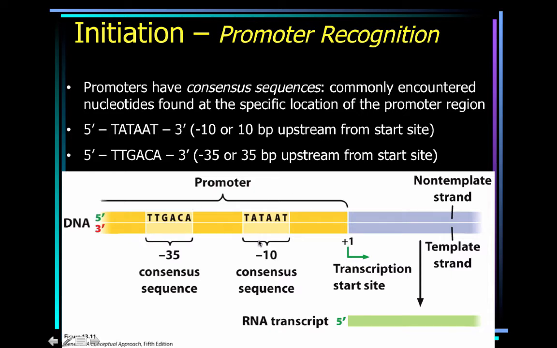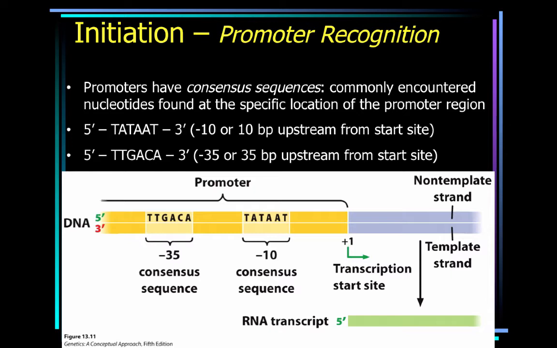The promoter region is going to have two major landmarks associated with it in bacterial species. So this is going to be at -10, so 10 base pairs before the start site, and then another one at -35 or 35 base pairs before the start site. And then after the start site is going to be our coding region. So promoters have these consensus sequences, and these are going to commonly be encountered as nucleotides that are going to be at a very specific location upstream of the transcription start site.